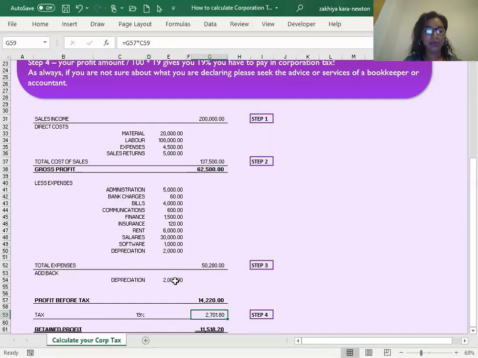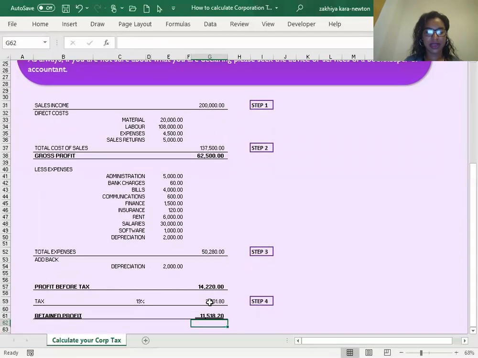And last but not least, step 4 is to calculate the tax amount, which is 19%. So you would just say equals profit before tax, that figure that you just calculated, divided by 100 times 19. That will give you 19%. And then that's what you need to be paying over in corporation tax. Whatever you've got left is the retained profit in your company, and that would often be used to go towards paying your dividends or being retained within the company to be used again in following years, etc. So it's really that simple.